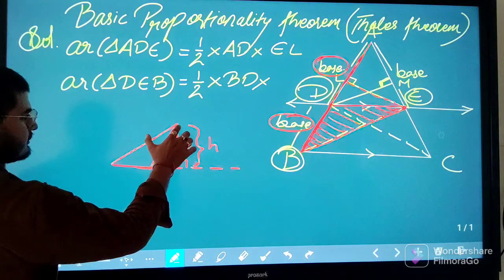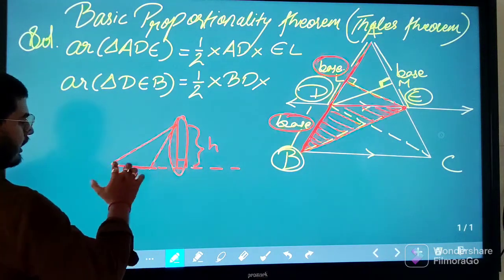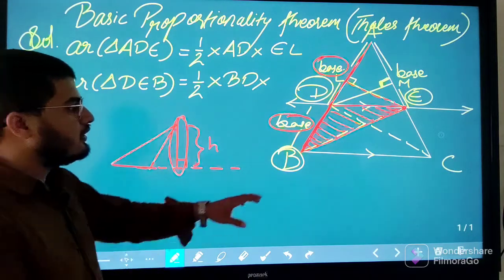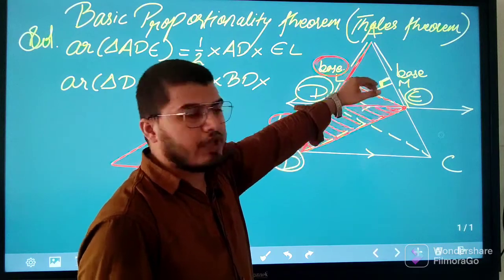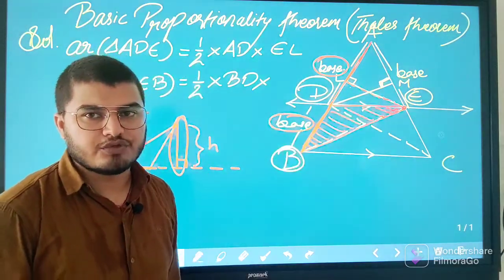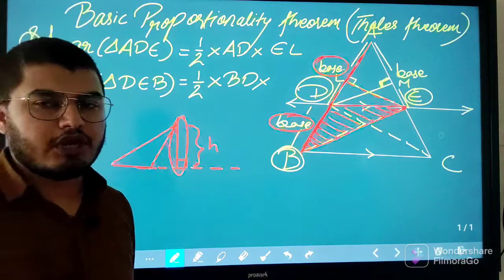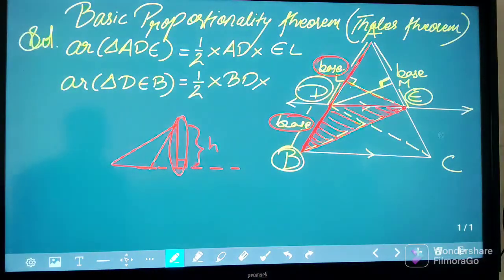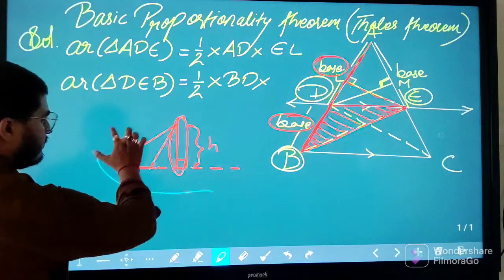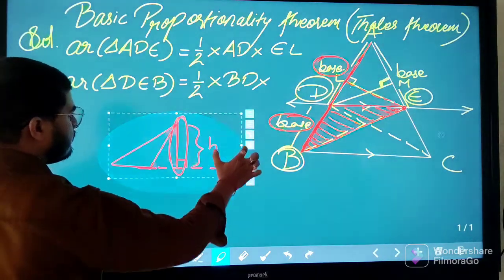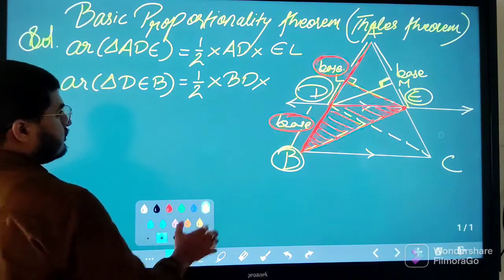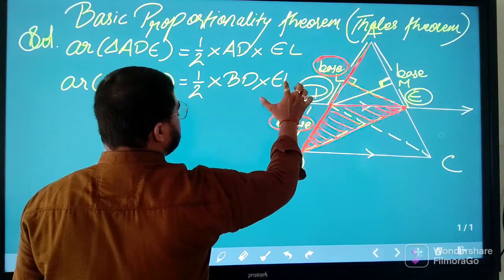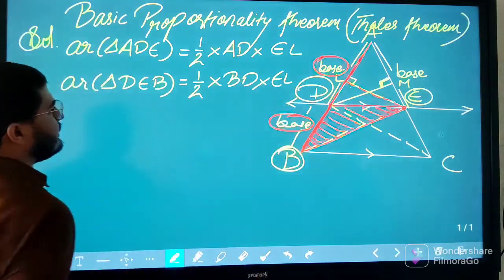So here the height is actually outside the triangle. So that is why here also EL, which is outside the triangle, is being called as the height of the triangle, which might be a point of confusion for many students. So height can be outside the triangle. So again, half base into height.